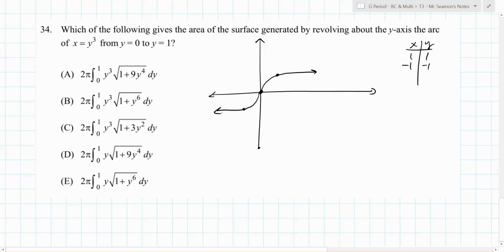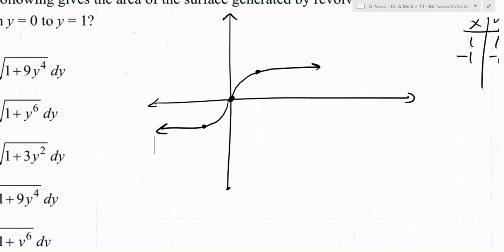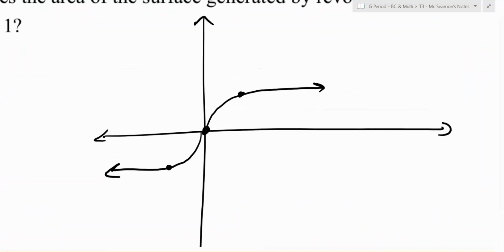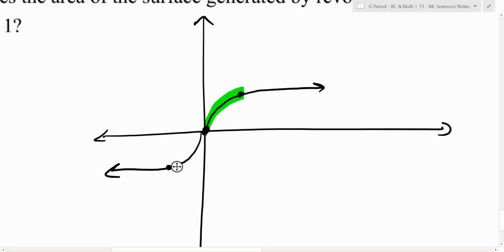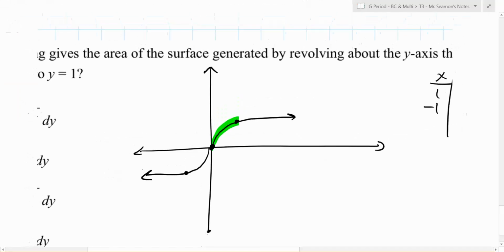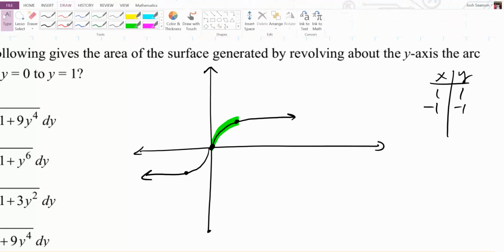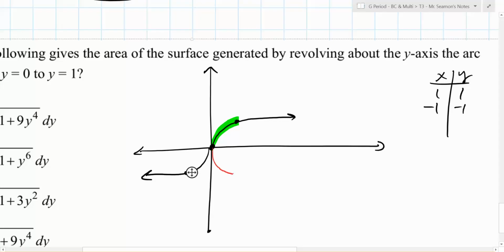And it says, which of the following gives the area of the surface generated by revolving, about the y-axis, the arc of x equals y cubed from y equals 0 to y equals 1. So which part of this are we looking at specifically? This thing right here. And what are we rotating that around? The y-axis. So we're taking this and it's going to go like this.